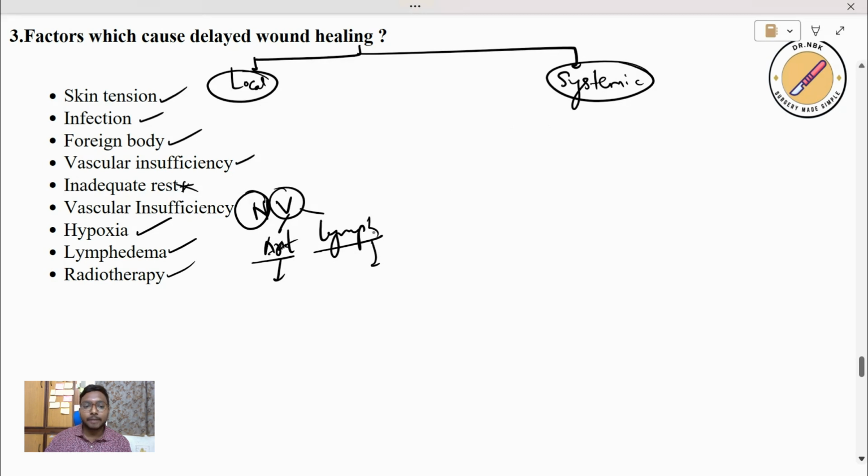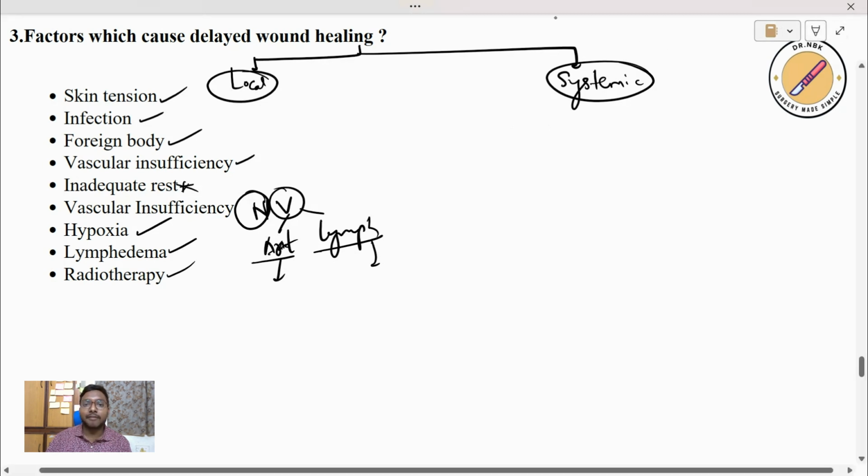Now, coming to systemic factors which will delay or affect the wound healing, we can remember them with the help of the headings of the case sheet. So we will see what are all the important systemic factors. First one is age. You know that the elderly age group is an immunocompromised state, so you can have delayed wound healing in elderly age. Next is gender. There is no such correlation here.